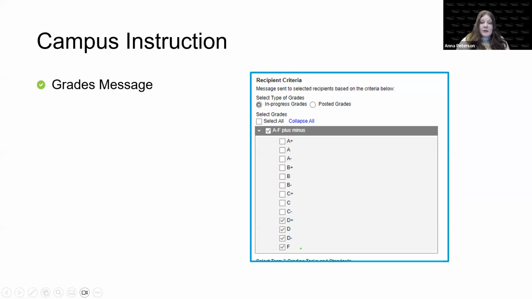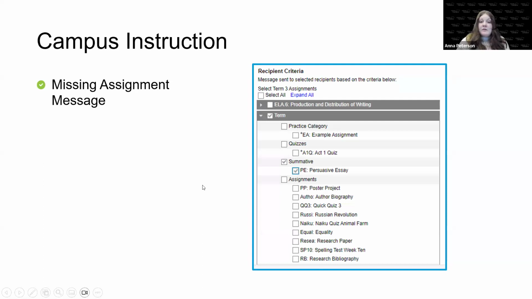Or you could look at it more in a positive light. You could message all of your students who have an A+ in your class. You can choose whichever grade you'd like to filter down that list. Then for missing assignment messages, we can also pick and choose which assignments we want the system to look for. So here my teacher is specifically messaging students or parents of students where the student is missing their persuasive essay in the gradebook.